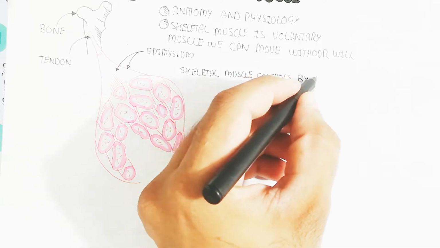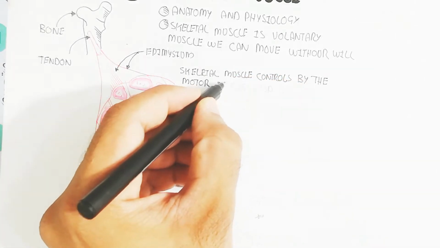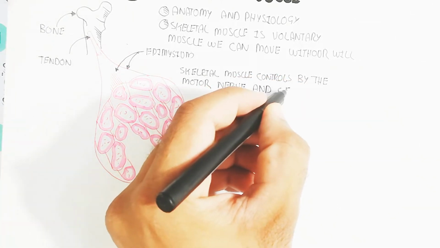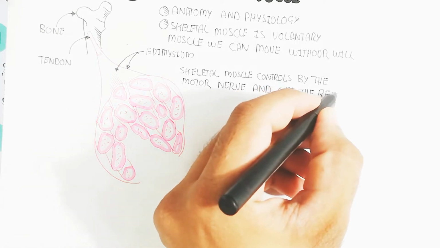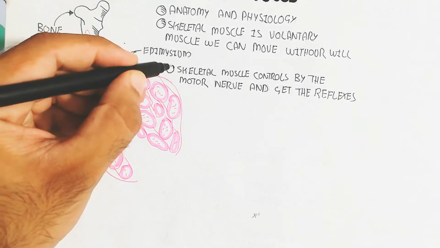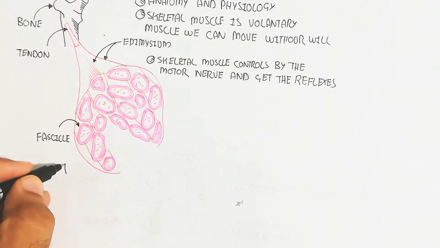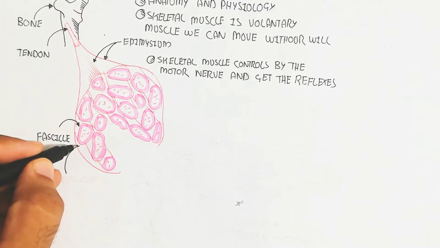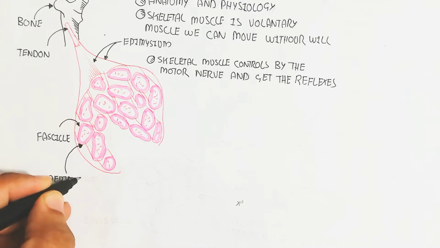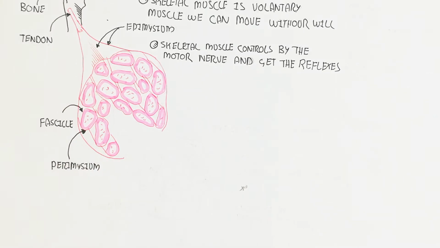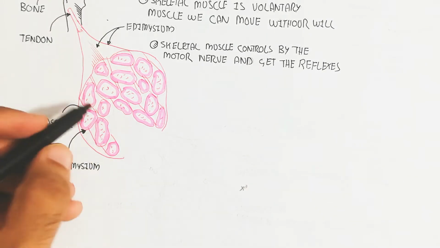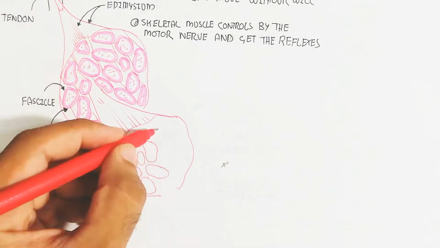The skeletal muscle is controlled by the motor nerve and gets reflexes. Reflexes mean that after the sensation of something like pain, the sensation goes into the nervous system, the spinal cord, into the brain, and the brain transmits the signal through the motor neuron to contract the muscle.